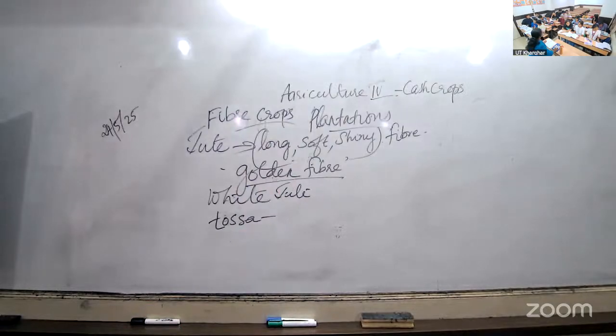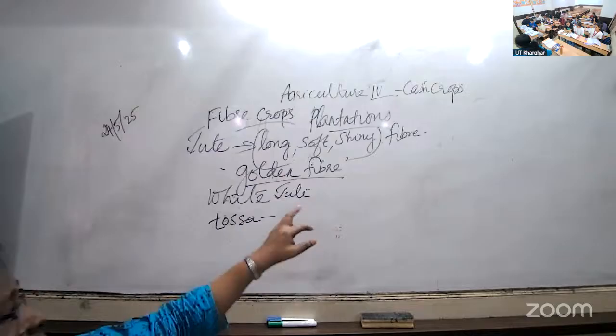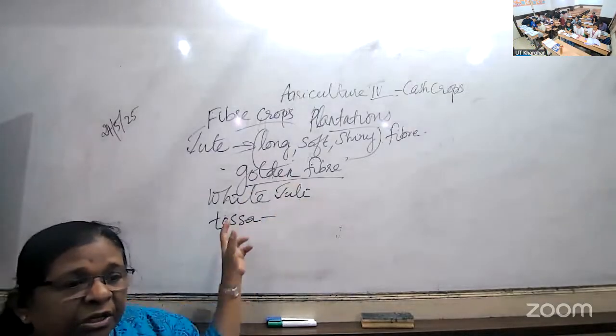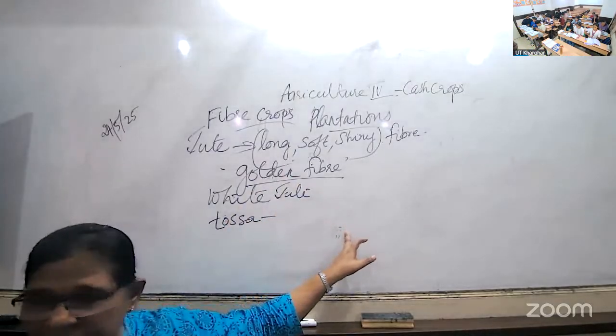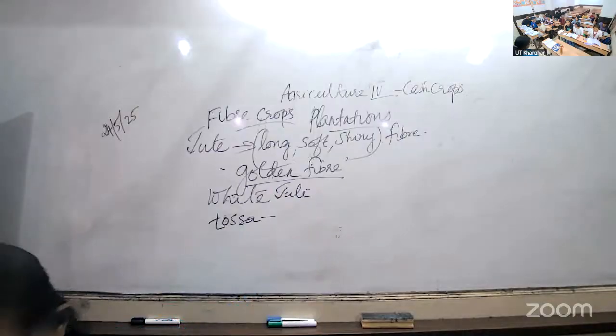It occupies how much percentage? 25% of total jute area. 75% is white jute, 25% is Tosa variety.